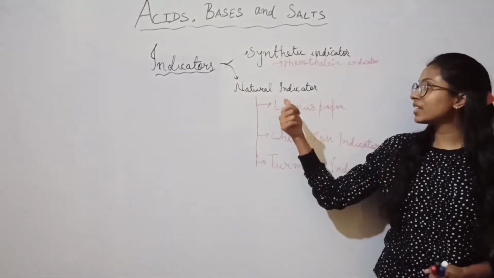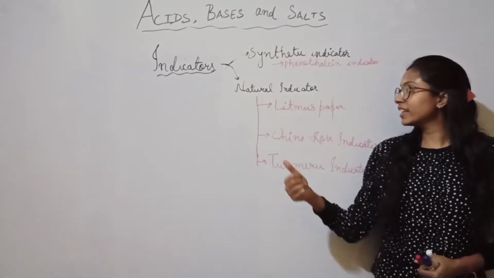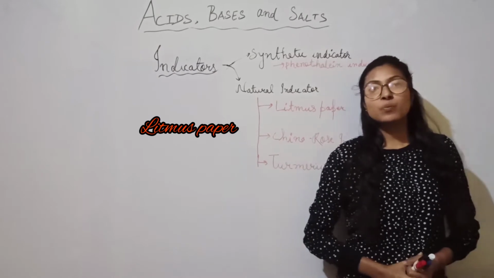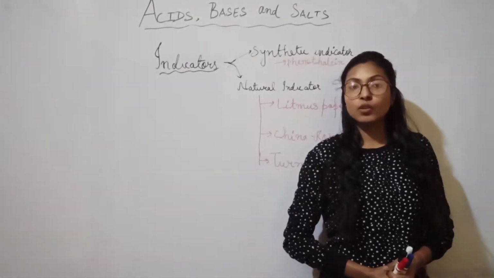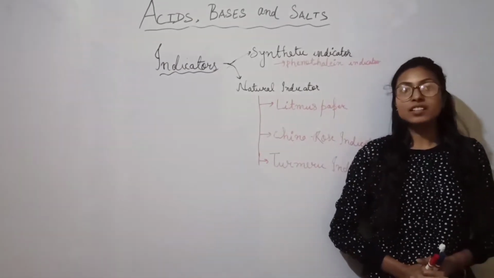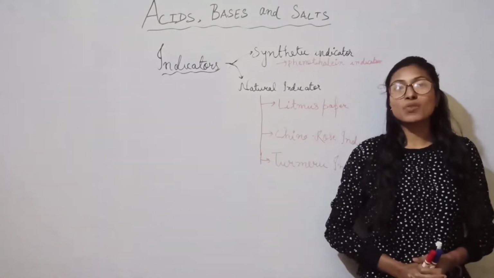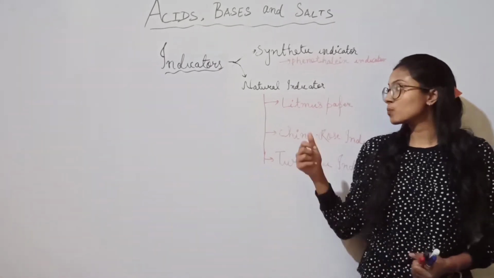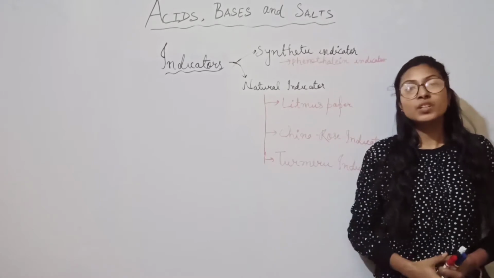Now if we talk about natural indicators, one is litmus paper. Litmus paper is obtained from lichens. Lichens are naturally occurring organisms present in nature, and from them litmus paper is obtained, and it is purple in color.